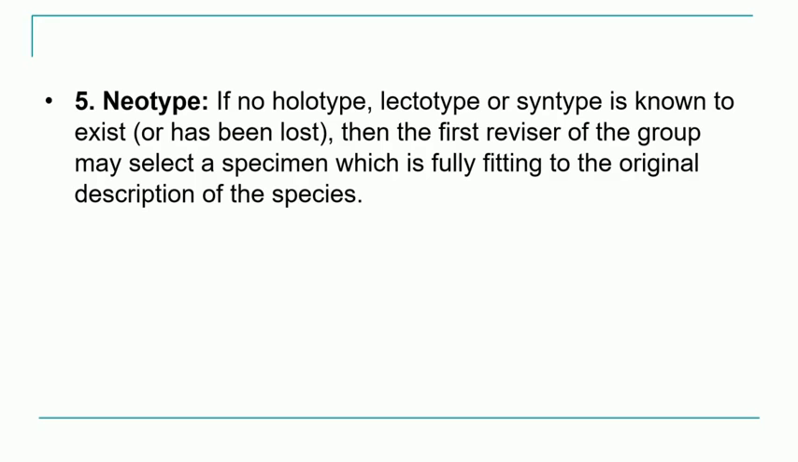Say for example, I have deposited a specimen as a holotype, or a lectotype and syntype are available, but later on due to some issue those got destroyed, then there is no specimen available of that particular species. Then a taxonomist will find a specimen which exactly fits the characteristics which are mentioned, and it is called a neotype.